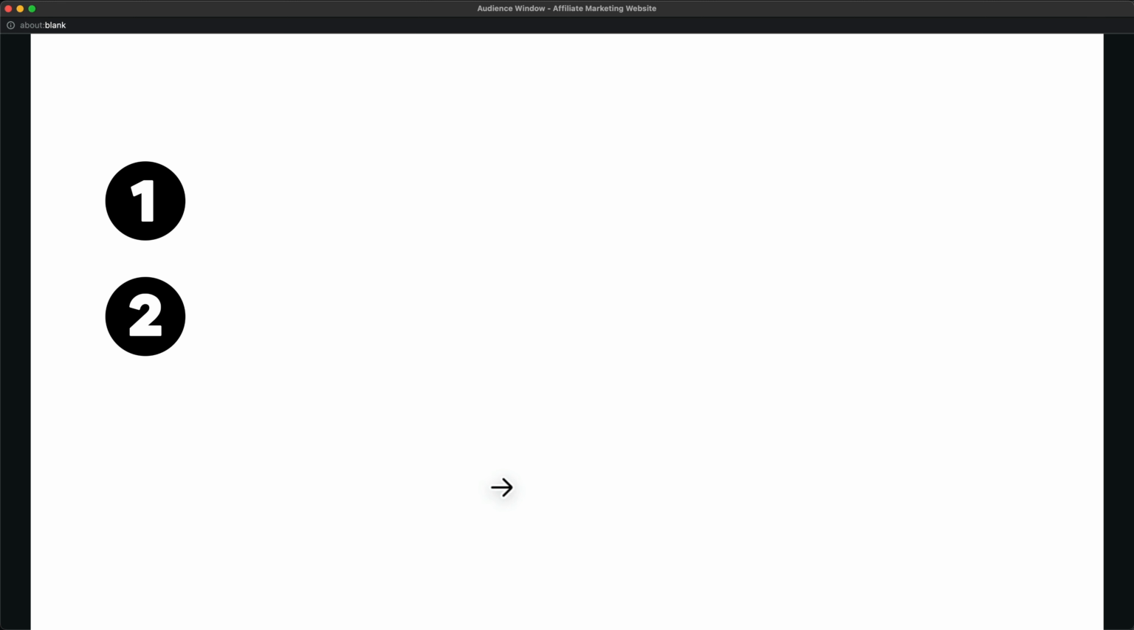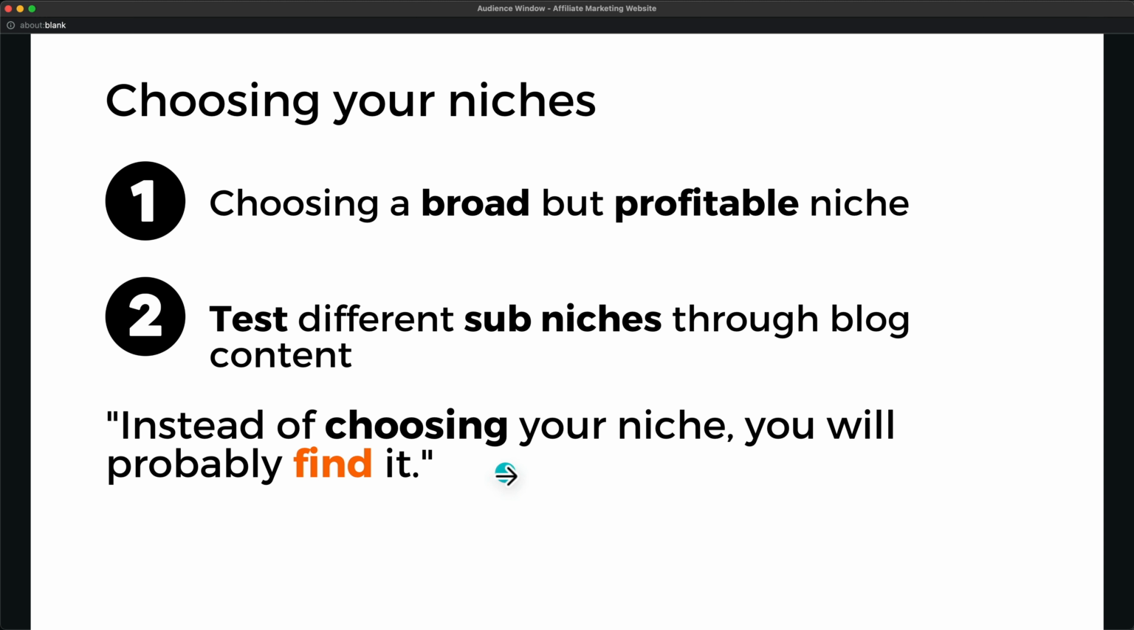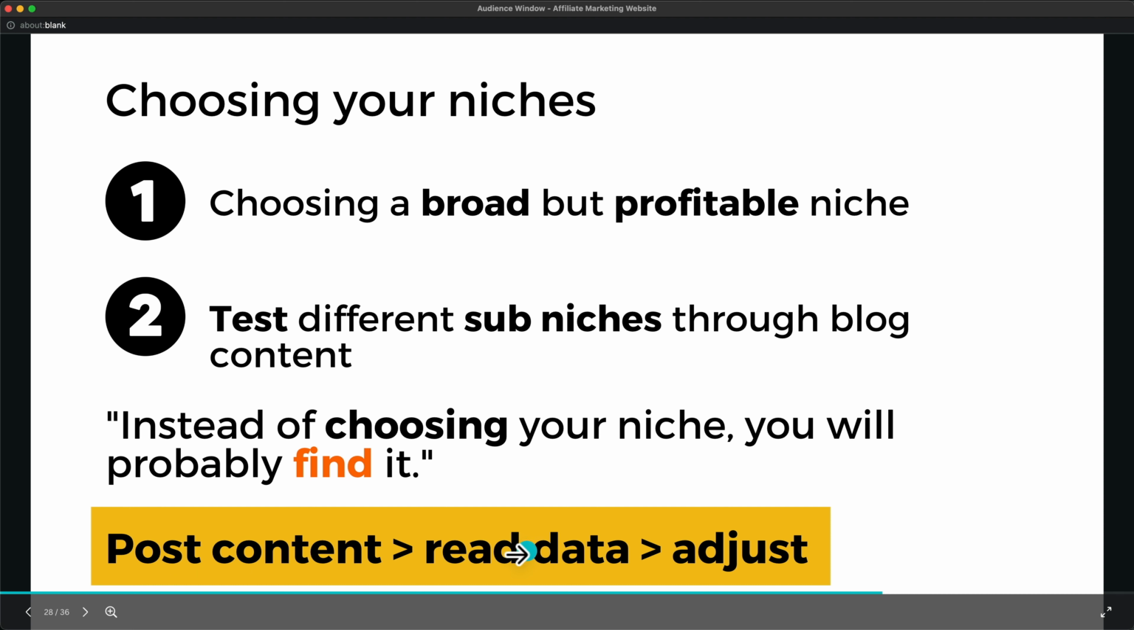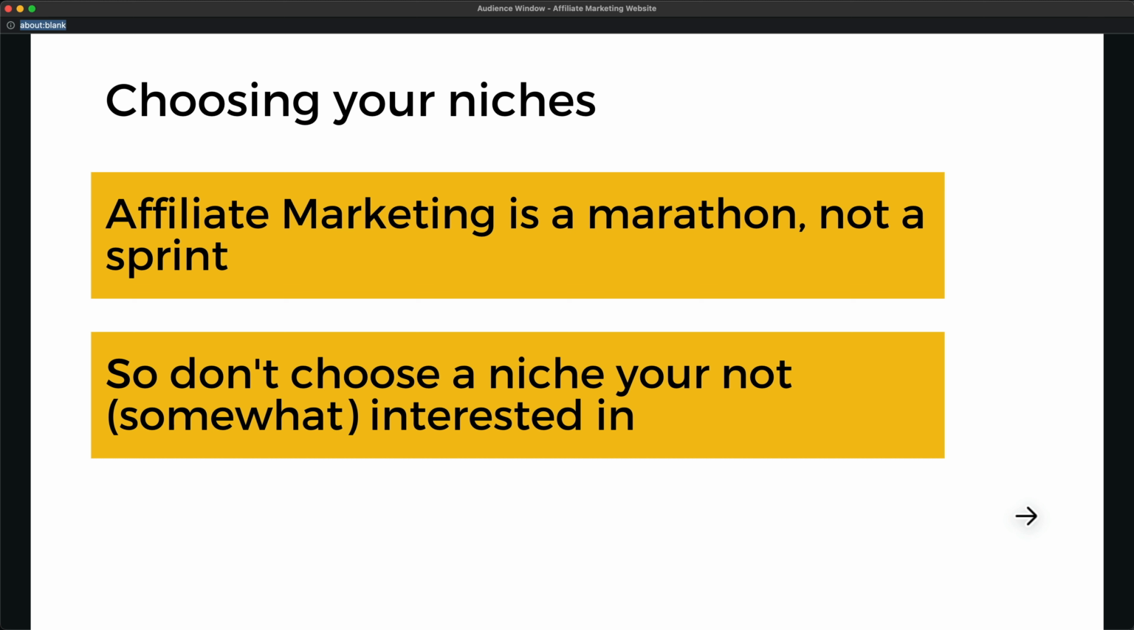Now, usually you're not going to be able to just choose your niche with your website. You're probably going to find it, meaning once you test out different sub niches, you're going to notice that Google rewards content in a specific sub niche more than the other. And this is the niche you want to lean into. So Google will determine where you're an expert and give you authority in that specific topic. So what you have to do is just continue posting content. Then you want to read the data: what content actually ranks, what content gets clicks, and what content makes money, and then adjust based on that data.